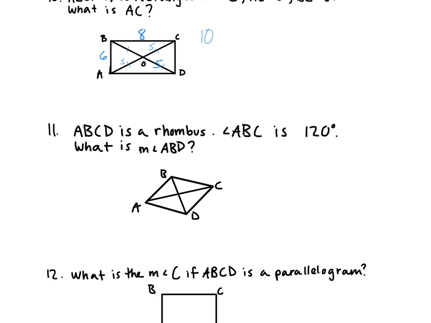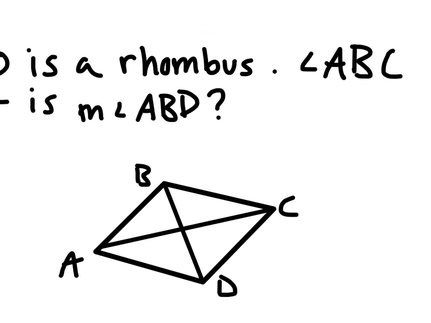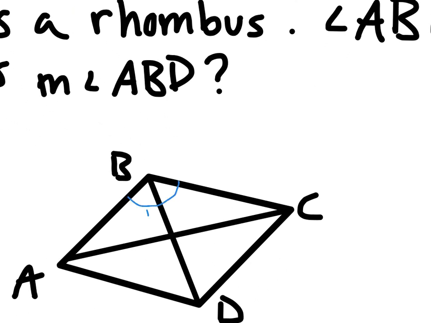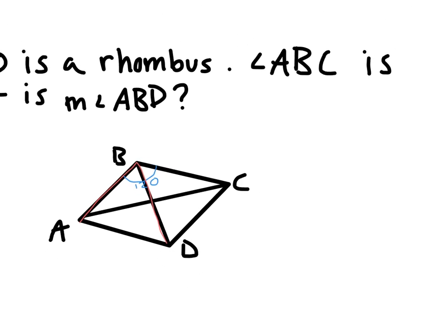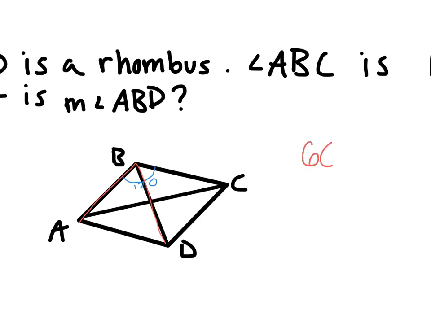Let's go to 11. ABC is a rhombus. Angle ABC is 120. What is the measure of ABD? So this angle here is 120, and it's asking us for ABD. Perfect, 60. So in a rhombus, all the diagonals bisect the angles. So this segment here is cutting 120 in half into 60 and 60. So ABD would be 60.